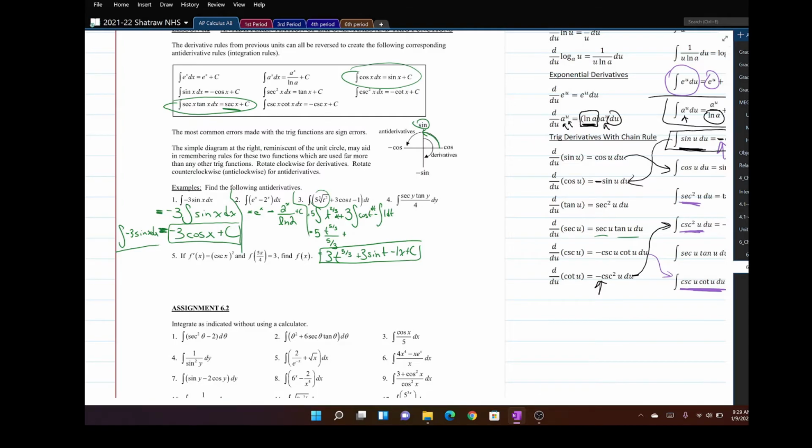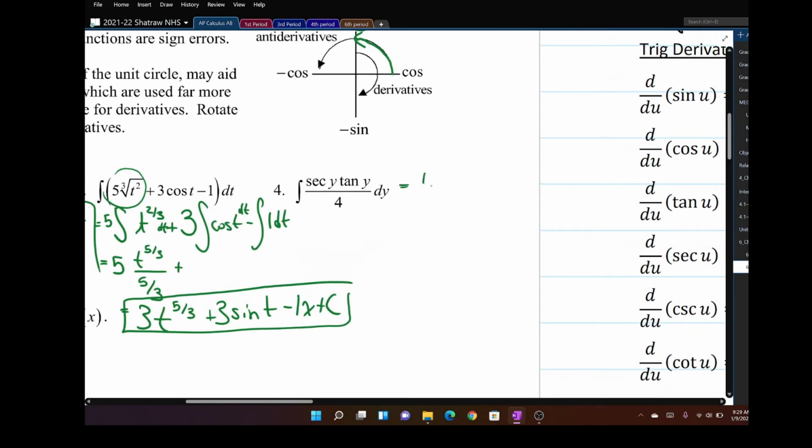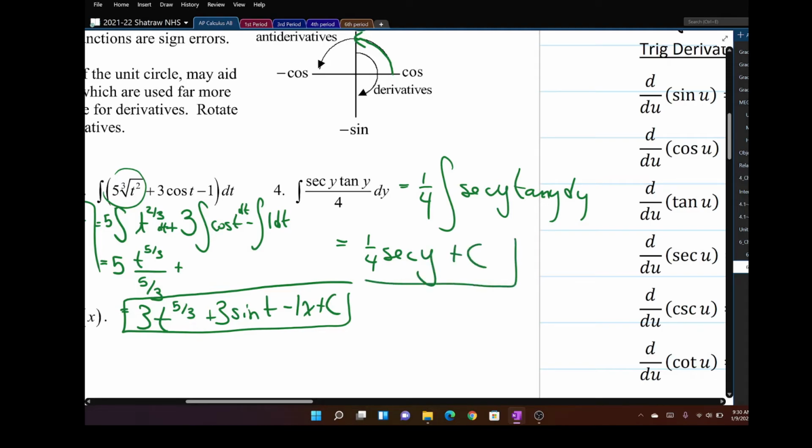All right, so now that means what? Well, this is really 1/4 times the integral of secant y tangent y, and there's my dy. And so I'm going to get 1/4 secant y with a plus c.